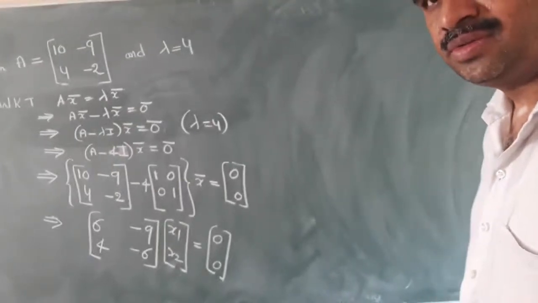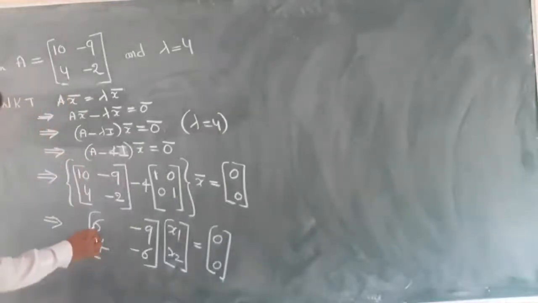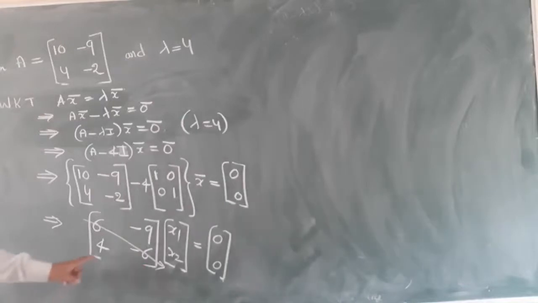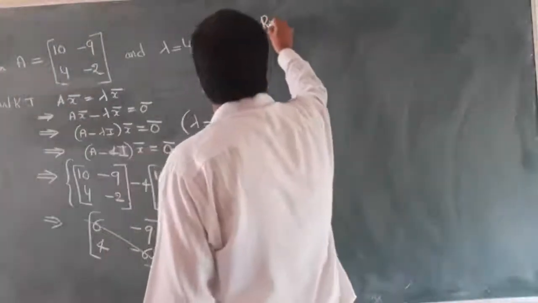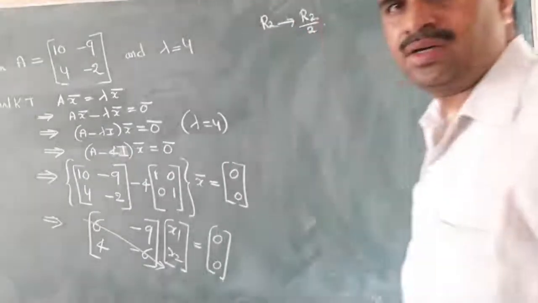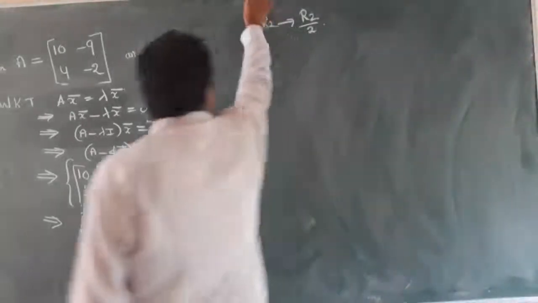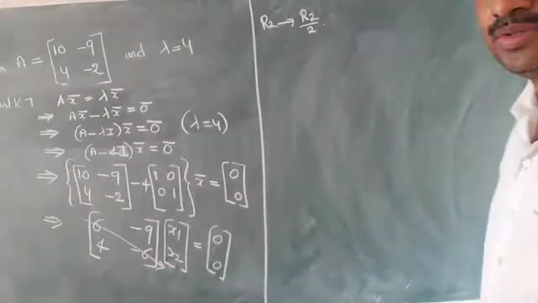Come on, simplify it. In order to simplify it, I'll make this position 0. Before that, I'll divide the second row by 2. R2 implies R2 by 2. Now I think it's more clear for you.